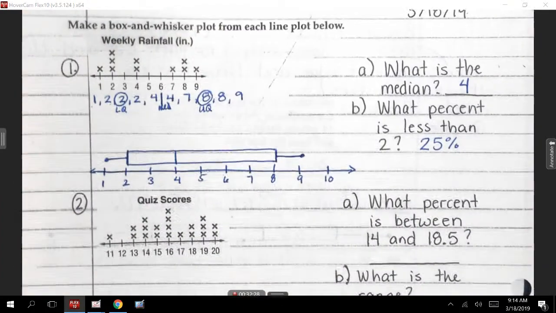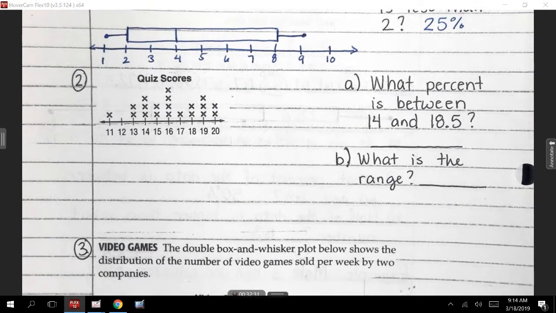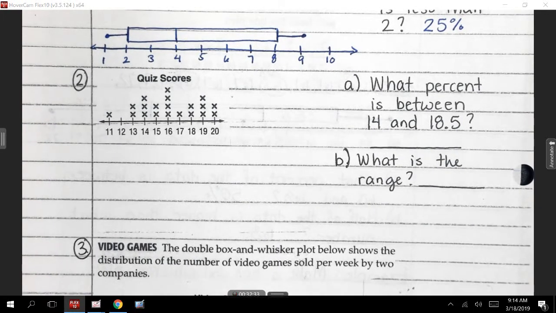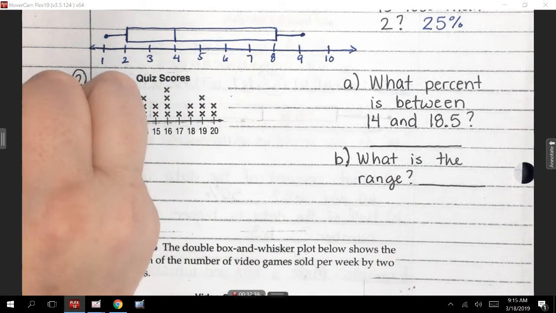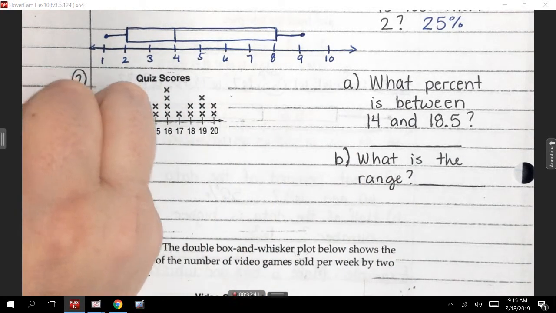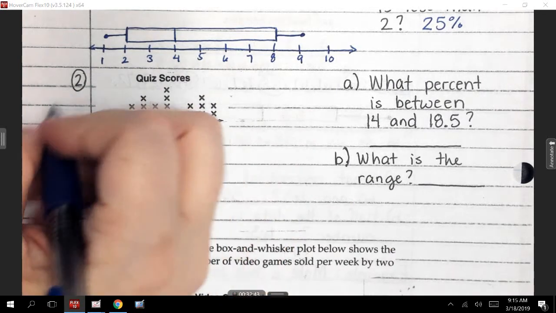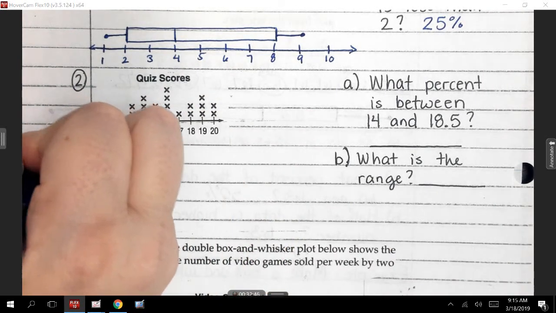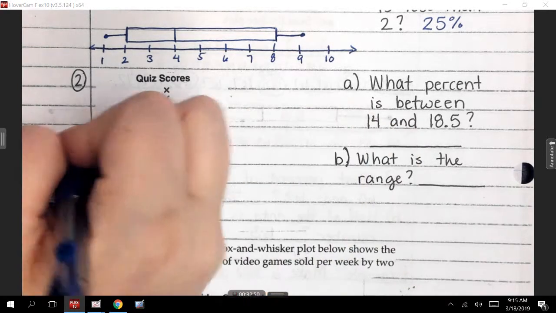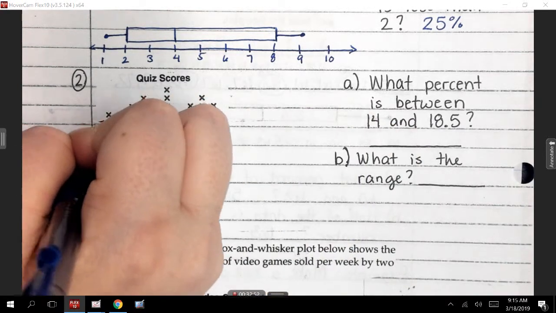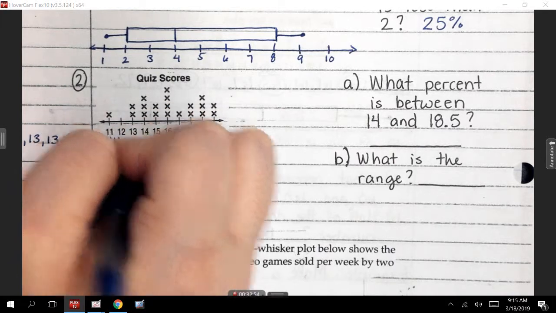All right, number 2, guys, the trickiest part about number 2 is all the numbers. It's got a whole lot of numbers. So we're going to be really careful when we write these out. I'm going to go over here to the side to make sure I have room. So I have 11, and then 13. Make sure we write it twice. And then 14, 3 times. 14, 14, 14.